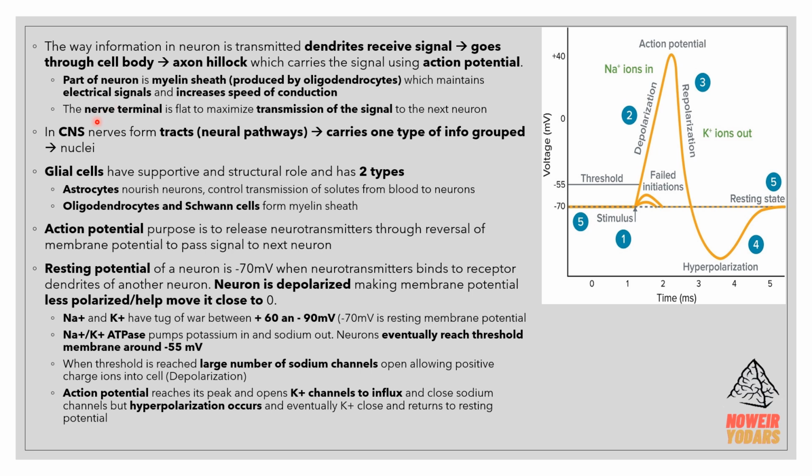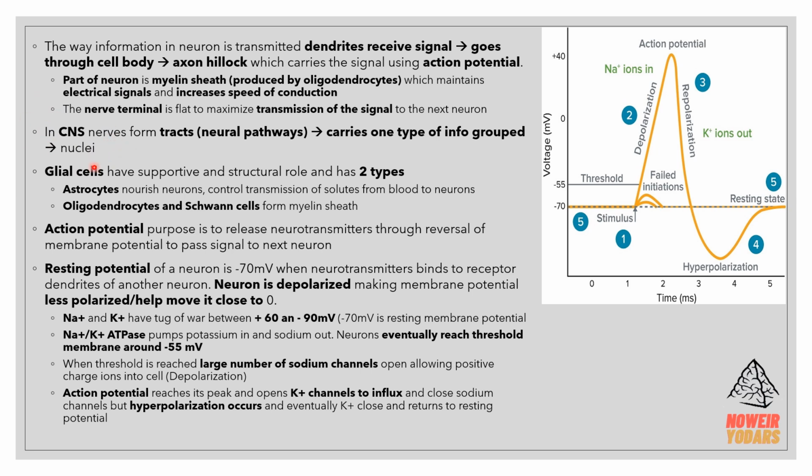So part of a neuron, like I said, is the myelin sheath, which is produced by the oligodendrocytes. And so the main two jobs of the myelin sheath is to maintain electrical signals and increase the speed of conduction down the axon hillock and the cell body. So the nerve terminal is flat to maximize the transmission of the signal to the next neuron. The way the terminals are, they're flat.